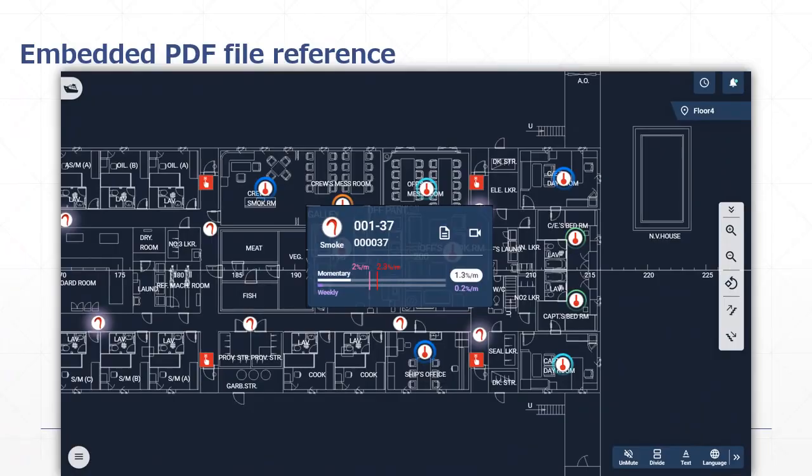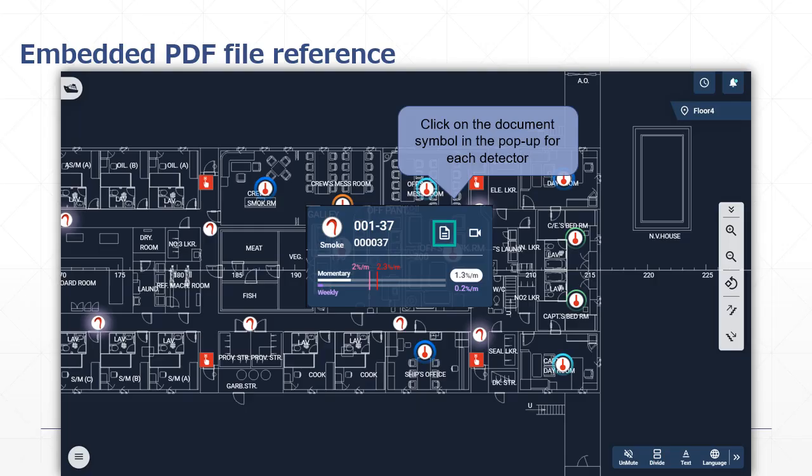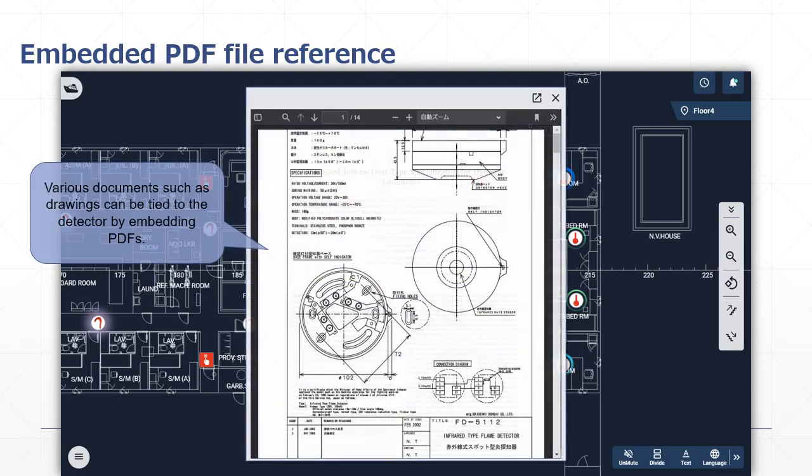As a starter, the document display function. When you tap or click the document icon in the pop-up of each detector, you can display documents of specified URLs, such as PDF and text files that are supported by browsers.